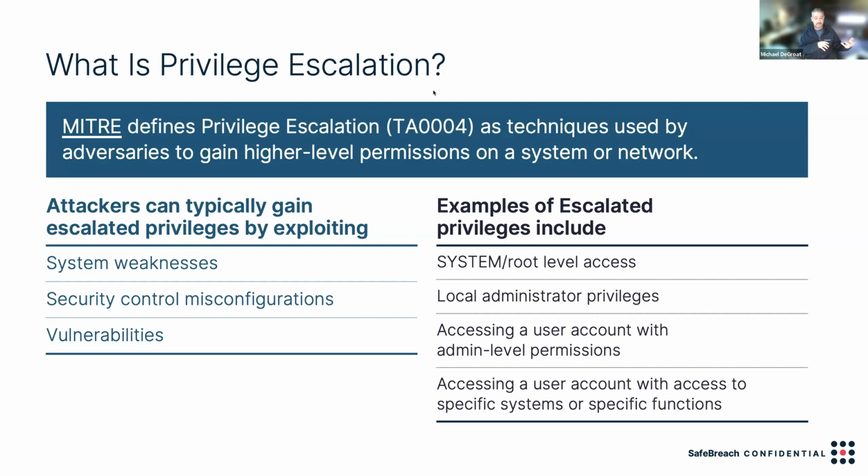Accessing user accounts with admin level privileges in a domain, Active Directory domain admins or elevated privilege users, or a user account that has access to specific systems or specific functions. For example, compromising a user who may have access to the financial systems, or who may have access to the firewall configurations, et cetera. So those are just various examples of the types of privileges that adversaries are trying to get access to when they're conducting their privilege escalation activities.